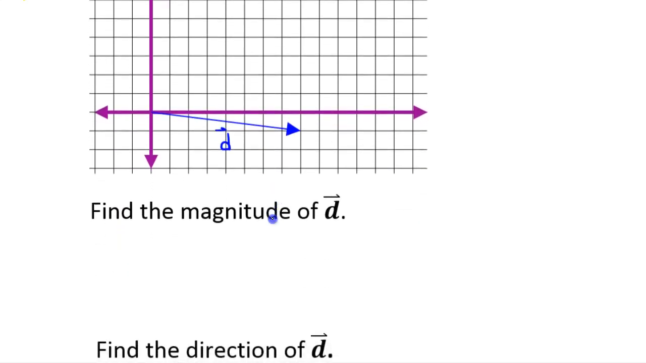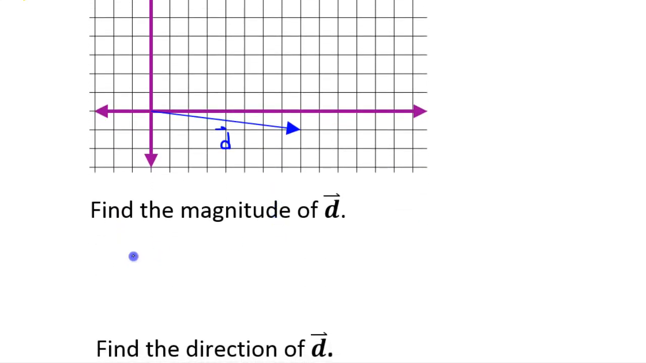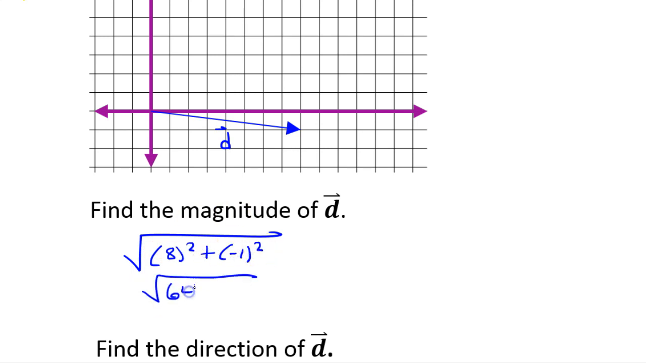Okay, now we're supposed to find the magnitude of vector D, and the magnitude is going to be the square root of 8 squared plus -1 squared. So that's going to be the square root of 64 plus 1, so that's going to be the square root of 65.